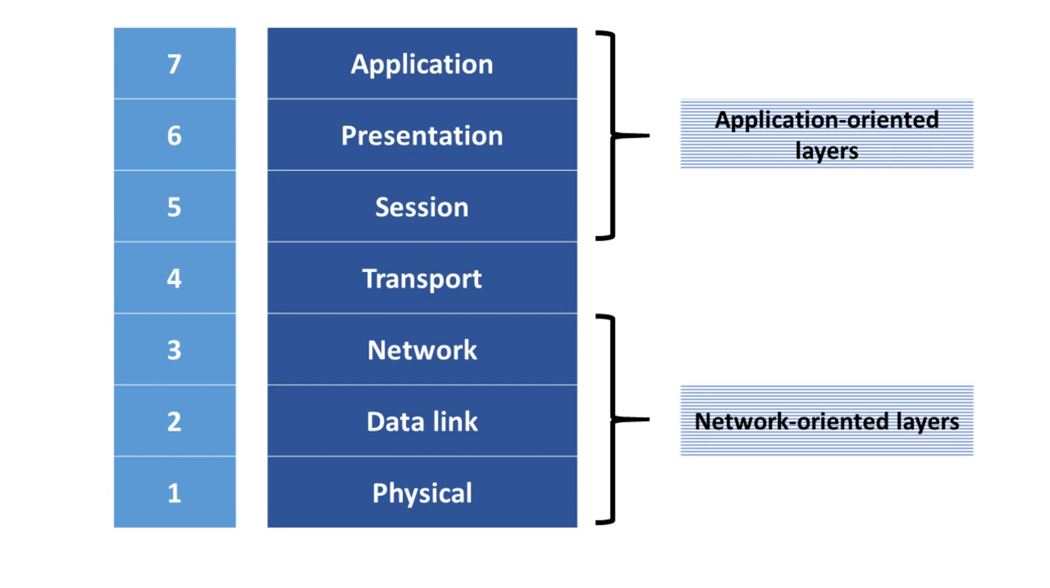Now, for the reasons that we've just described, and as we've already said, the bottom three layers are typically referred to as the network-oriented layers. So we have our application-oriented layers, 5, 6, and 7. We have our network-oriented layers, 1, 2, and 3. And we have layer four, which is an abstract form of glue almost between our network-oriented layers and our application-oriented layers.